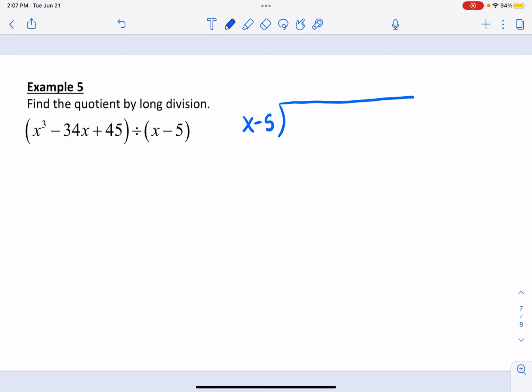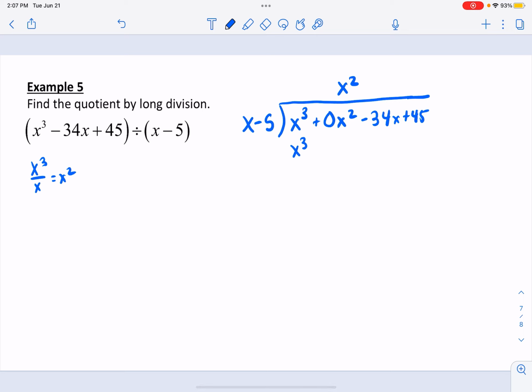So, notice I have an x to the third. I don't have an x squared term, so I need a placeholder, so that I get to every single term in my polynomial. Okay, so over to the side, I do x cubed divided by x. That simplifies to an x squared. That goes above my x squared term. X squared times x cubed. X squared times negative 5 is a negative 5x squared.